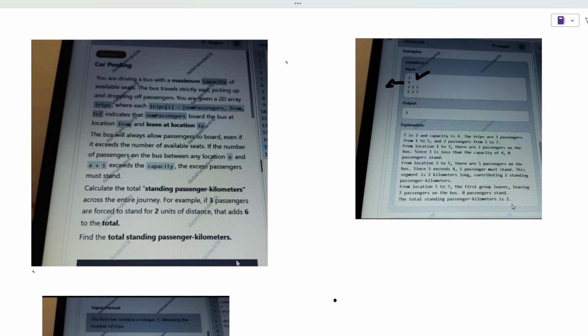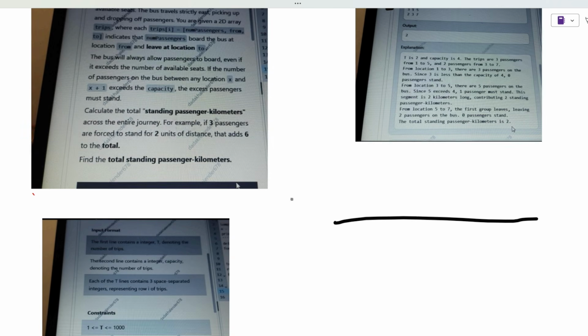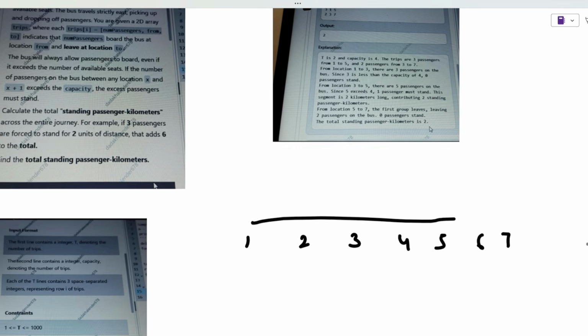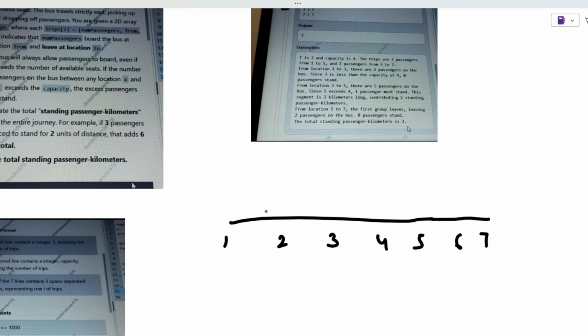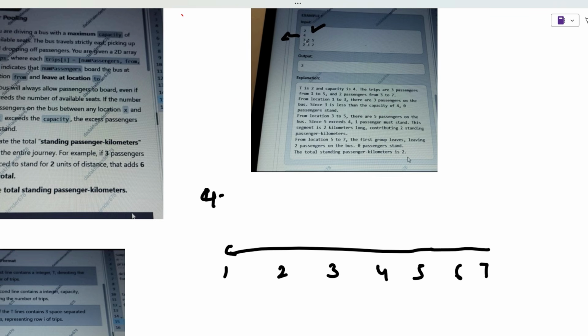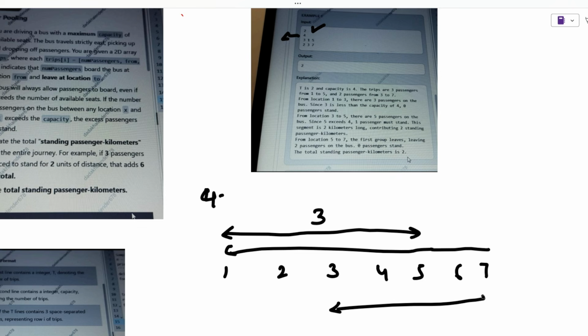Now guys, let's draw a number line. This will be 1, 2, 3, 4, 5, and it will go till 6 and 7. Now what the question is saying is that, first of all, capacity is 4. In the first trip, 3 passengers got in from 1 to 5. Then from 3 to 7, again 2 passengers got in.